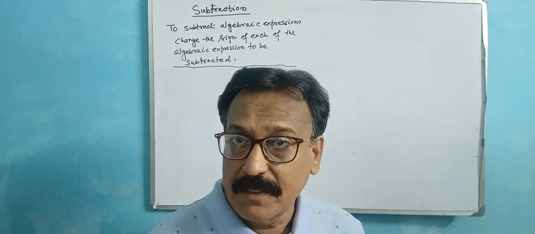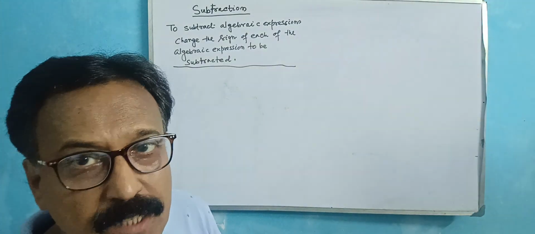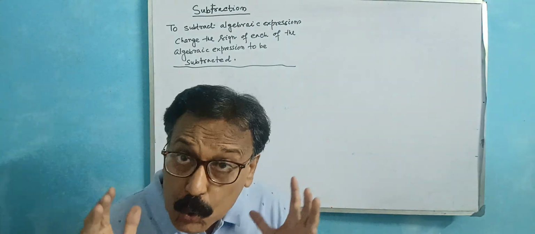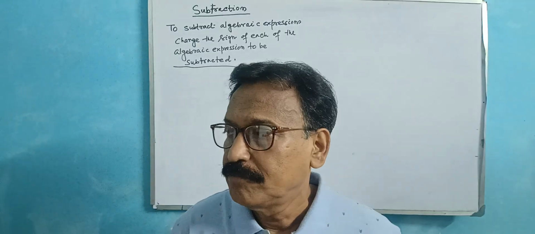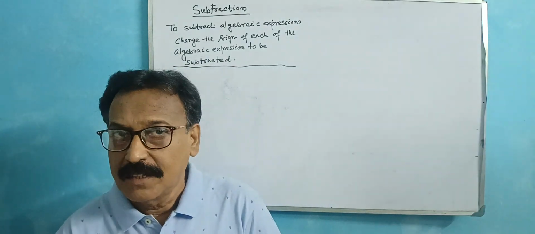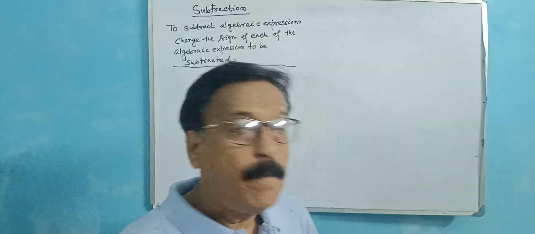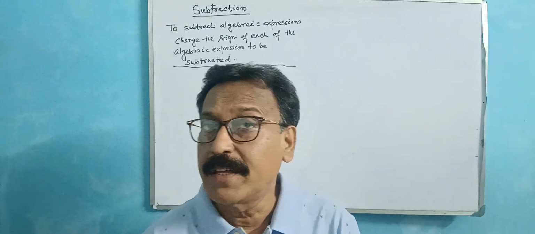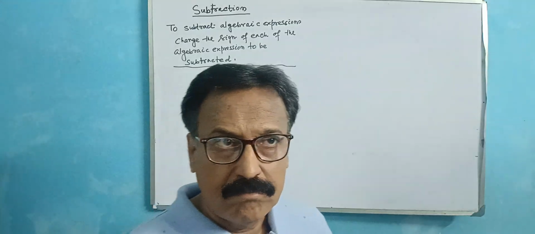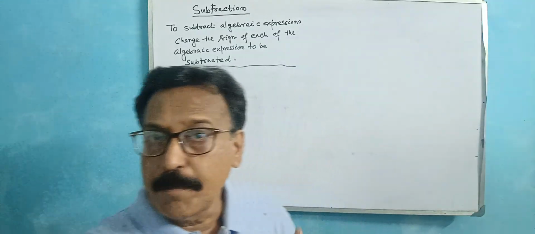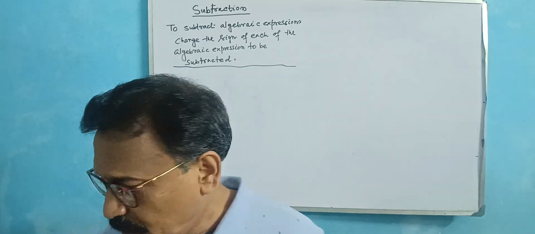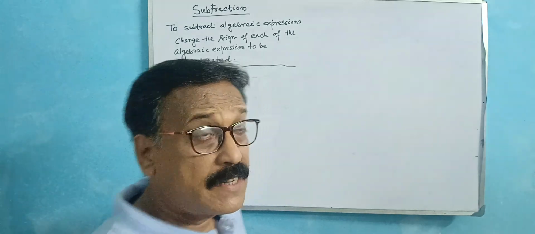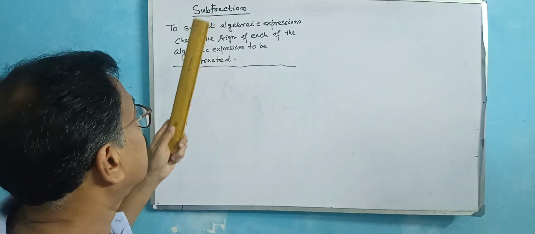In the previous video I discussed addition and the related differences in algebra. Today I discuss subtraction, which is an important operation in arithmetic and algebra, but algebra is different. There are numerical and literal parts. Now, one thing is very important in case of subtraction.